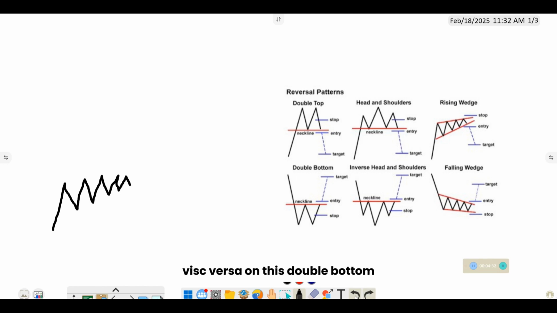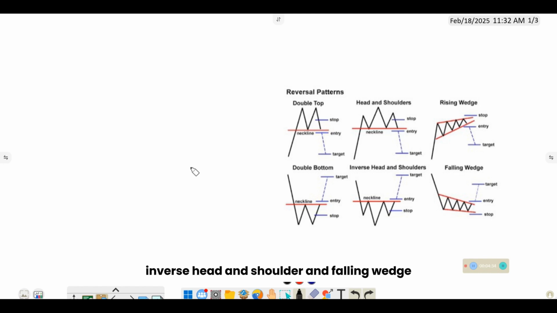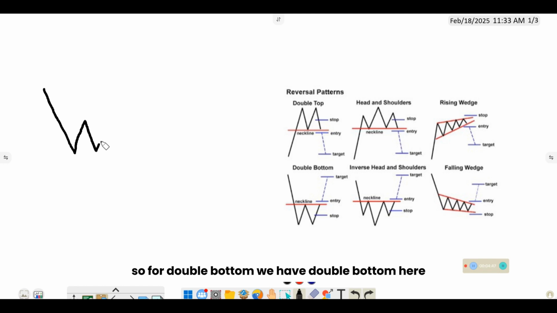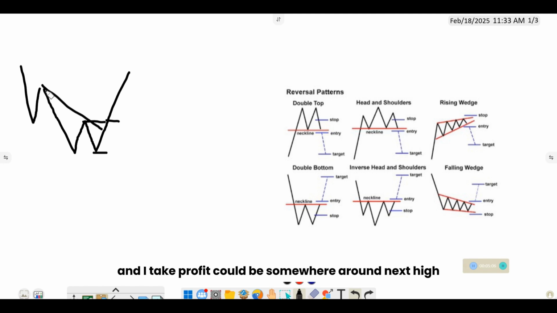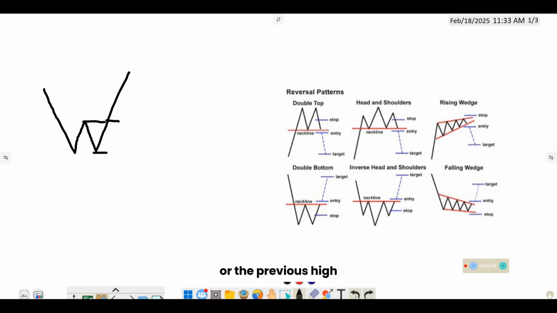Vice versa on double bottom, inverse head and shoulder, and falling wedge. For these, it's a bearish scenario that wants to change into a bullish scenario. For double bottom, we have a double bottom here, then the market breaks above the neck of the double bottom. We put our stop loss here, and our entry as the market breaks out. In terms of a trend line breakout strategy, we start seeing a double bottom at the end of the trend, we enter here, and our take profit could be somewhere around the previous high.